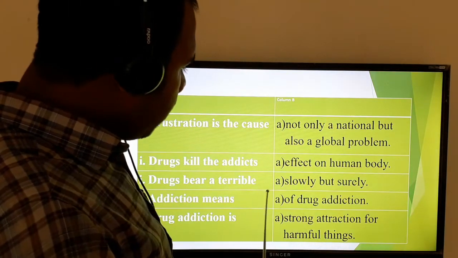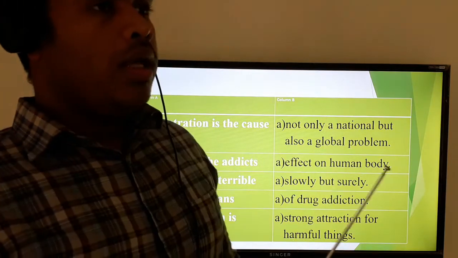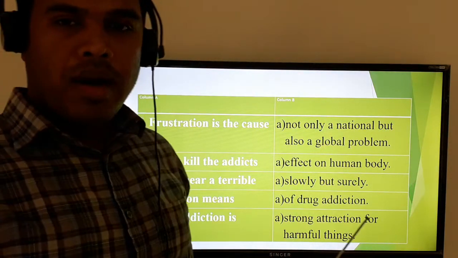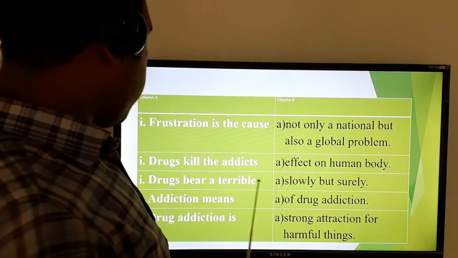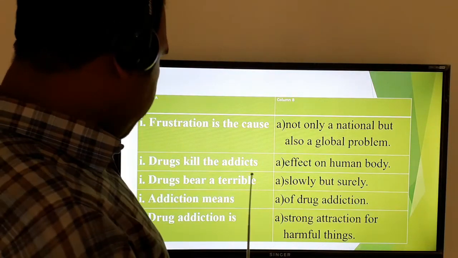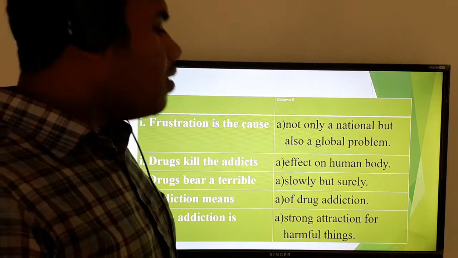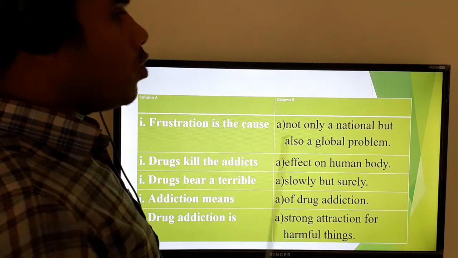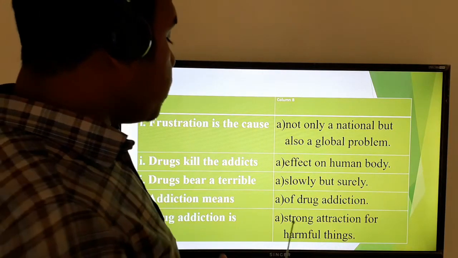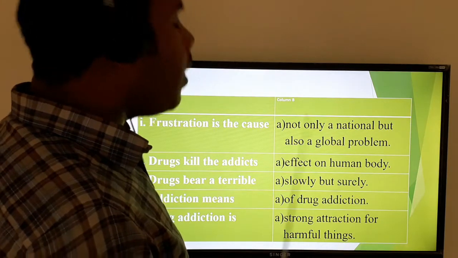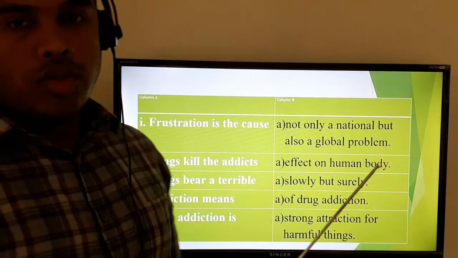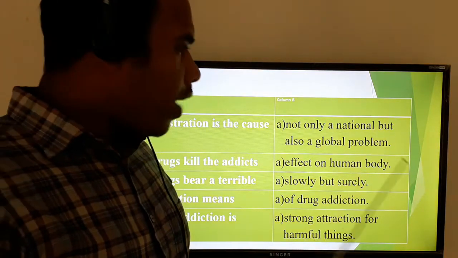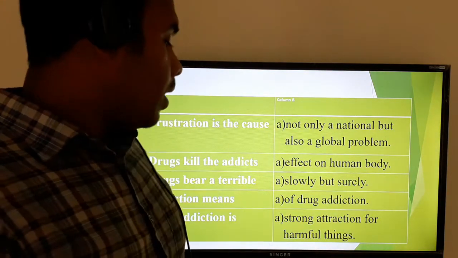Drugs bear a terrible effect on the human body. You see, those who take drugs, there is a bad impact on their body. All right. So there is a great negative impact on their health also. Addiction means, what are you talking about? Addiction means a strong attraction for harmful things. So that is addiction. It is a strong attraction that you cannot avoid, and you feel for it.